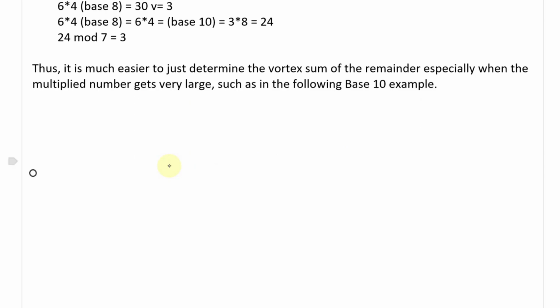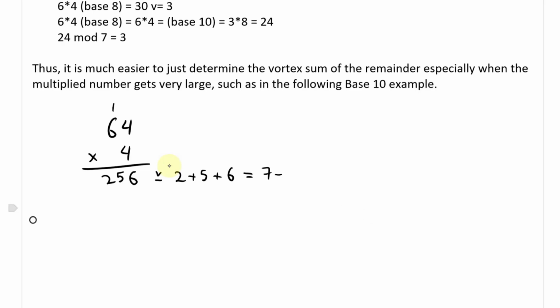Let's say we have the number 64, like this. And let's multiply 64 by 4. We'll do this manually just to show in case you don't have a calculator, or you just want to do it in your head. So it's, again, tedious. If you multiply 64 times 4, 4 times 4 is 16. Add the 1 there. 4 times 6 is 24. Add the 1, so that gives 256. Like that. And now if we take the vortex sum here, v equals 2 plus 5 plus 6. This is going to be 7 plus 6, which is 10 plus 3 equals 13. Like that.